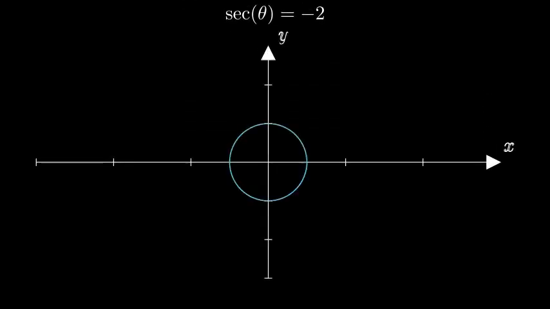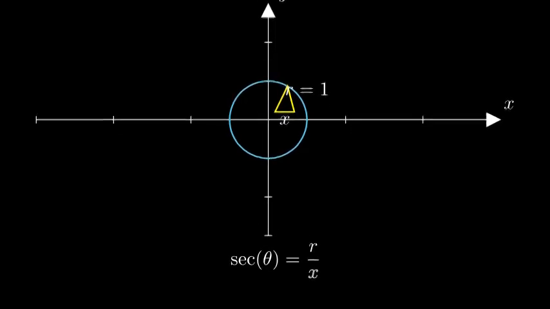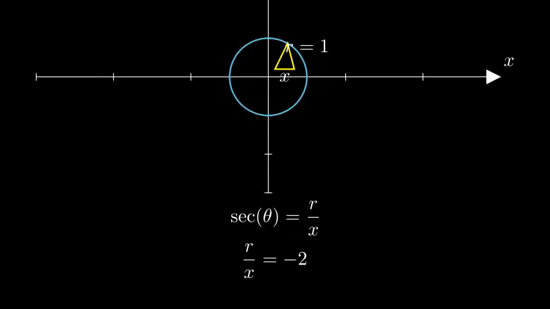Remember, secant is the ratio of the hypotenuse to the adjacent side in a right triangle, or in terms of x and r, secant equals r divided by x, where r is the distance from the origin to a point on the secant line. Since we want secant to equal -2, the ratio of r to x must be -2. This means we need to be in a quadrant where x is negative and r is positive, since r is always positive as it represents distance.